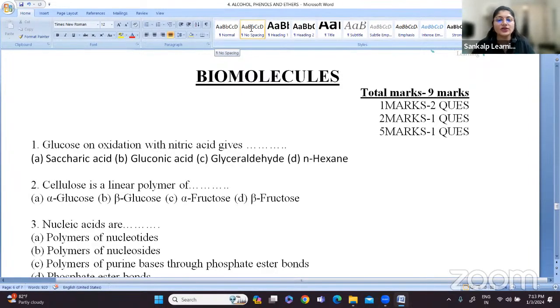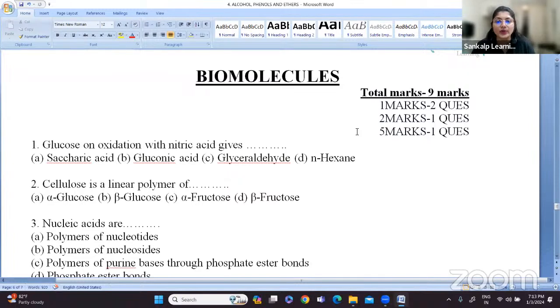And 1 question of 2 marks, and 1 question of 5 marks. So you're going to get a long answer question from this biomolecules chapter also. The total marks for this chapter is 9 marks: 1 mark, 2 questions; 2 marks, 1 question; and 5 marks, 1 question.